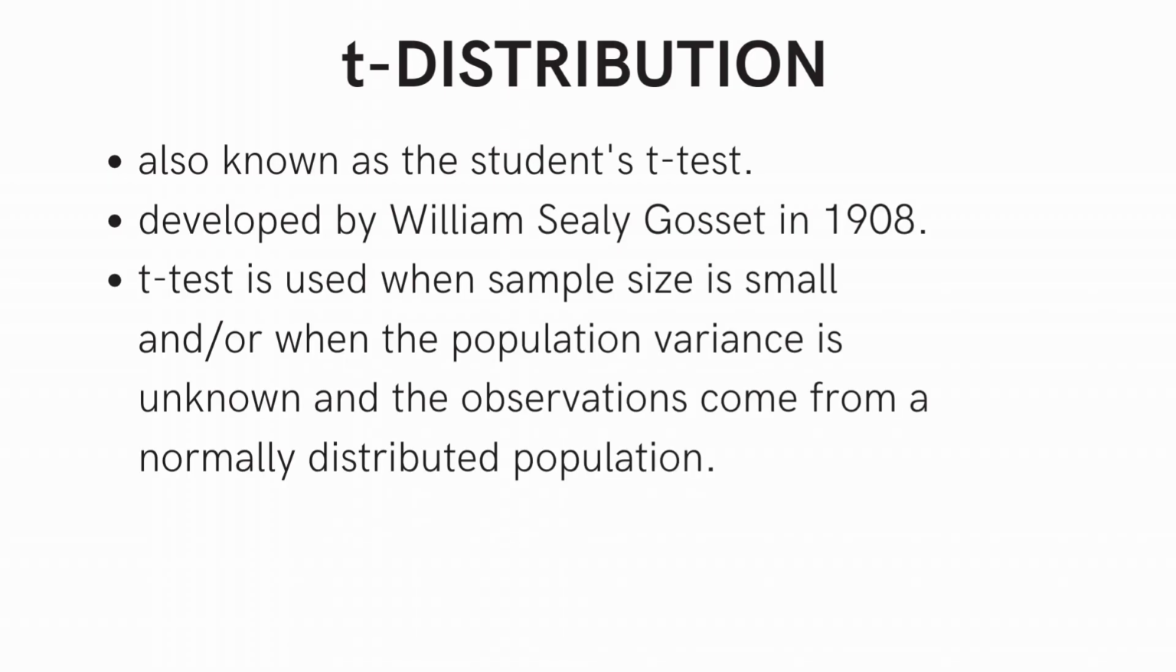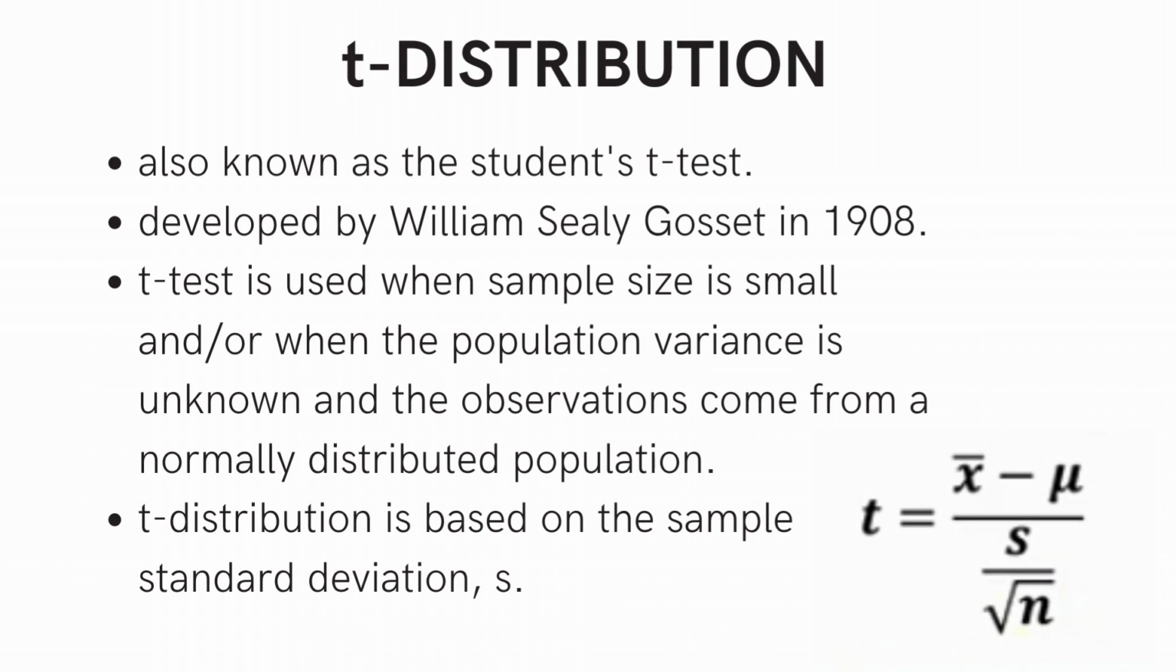T-test is used when the sample size is small and/or when the population variance is unknown and the observations come from a normally distributed population. T-distribution is based on the sample standard deviation, s. And the formula for this is t is equal to sample mean minus mu all over sample standard deviation divided by the square root of n.